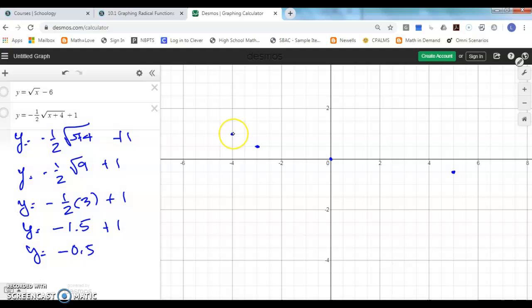So you know that the curve will continue to decrease as you continue the curve to the right hand side. Alright, so those are examples on how to graph square root functions.